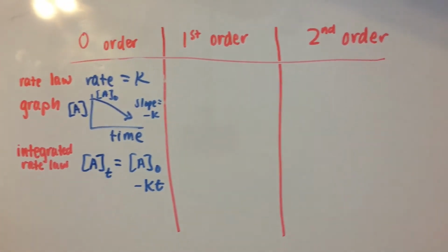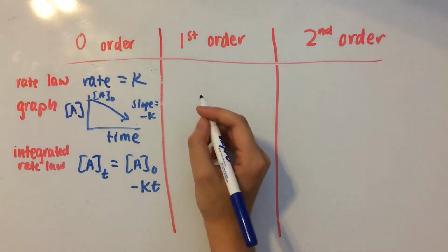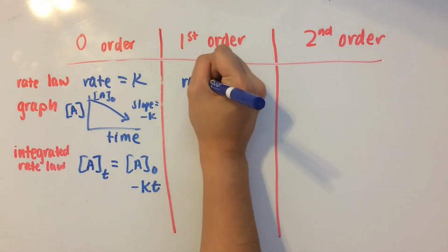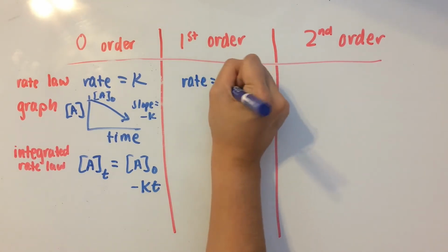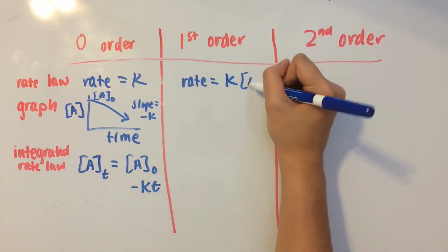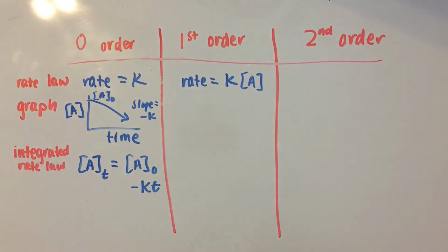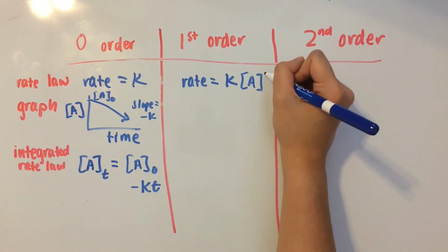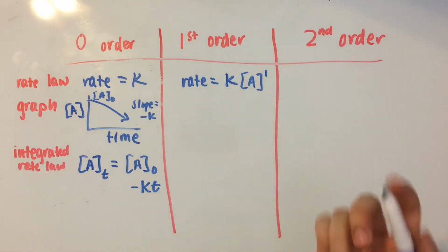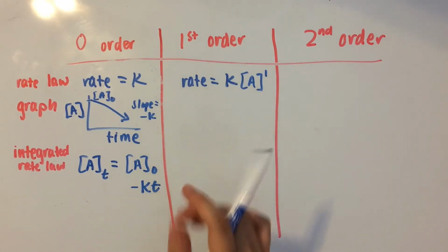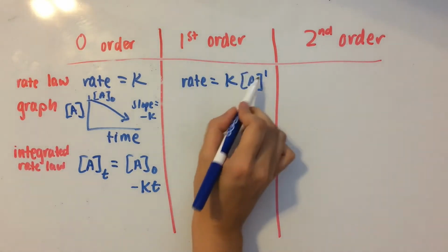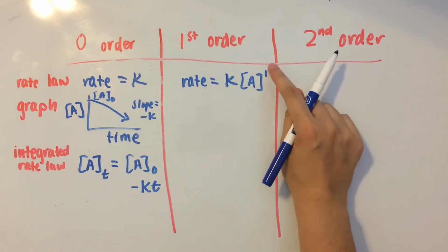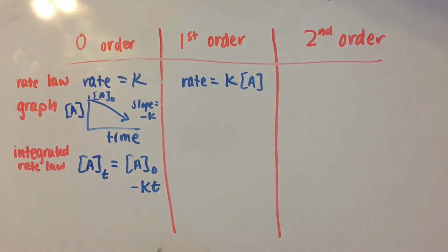Okay, so let's move on to first order reactions. The rate law is going to be rate equals k times concentration of A. So this is first order because technically the exponent for this would be 1. So to find the total order of the reaction, you would just add up all the exponents. And so it's just 1.